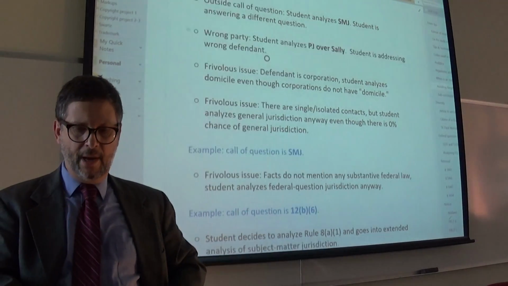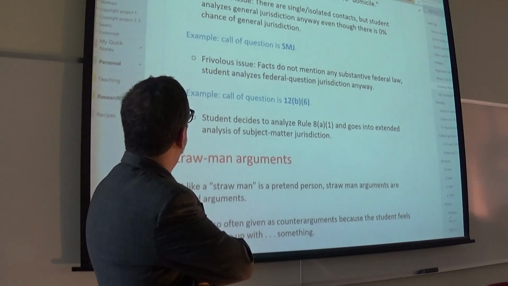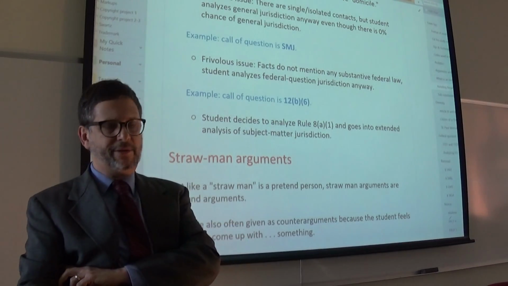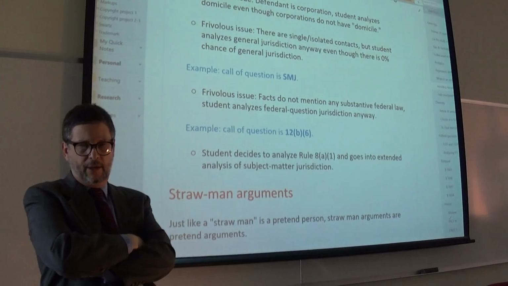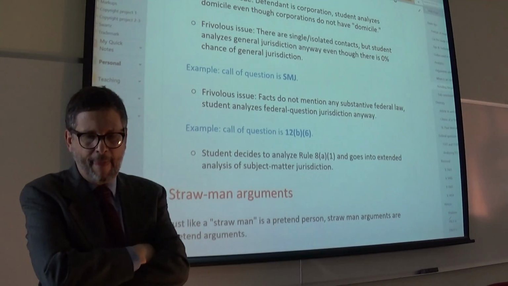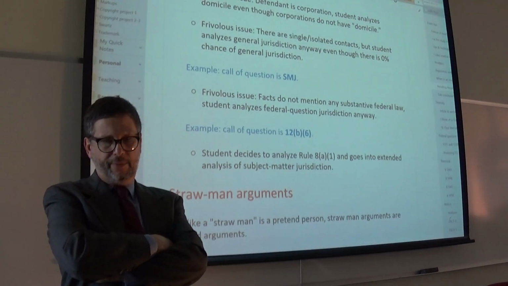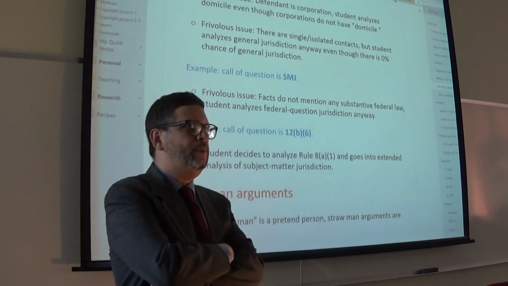Here's another one. The facts show that the contacts are single and isolated, but the student analyzes general jurisdiction anyway, even though there is 0% chance of general jurisdiction. Here's another one. Call of the question is SMJ. Here's a frivolous issue. The facts don't mention any substantive federal law at all, but the student decides to give a federal question analysis anyway. You see what I mean?